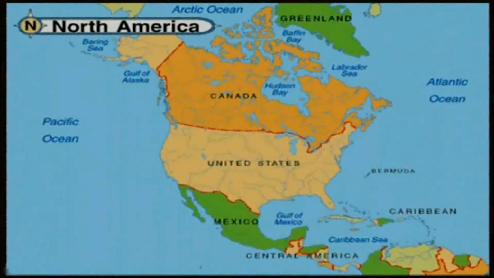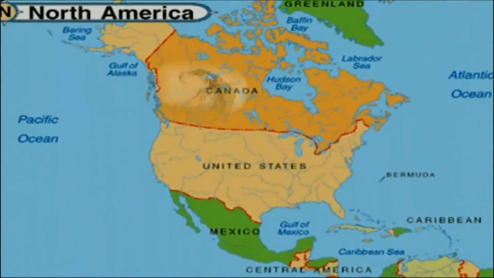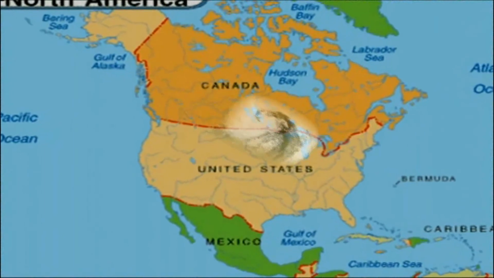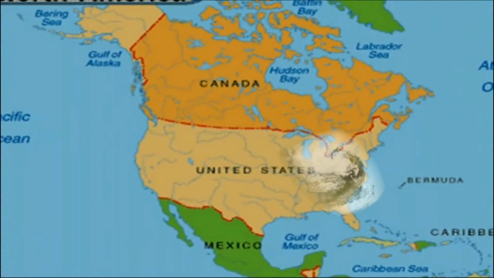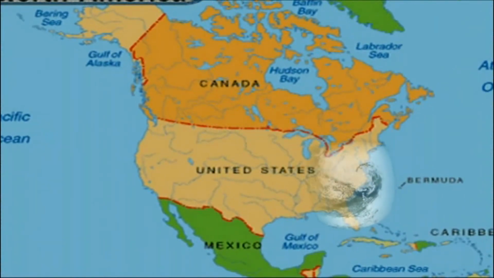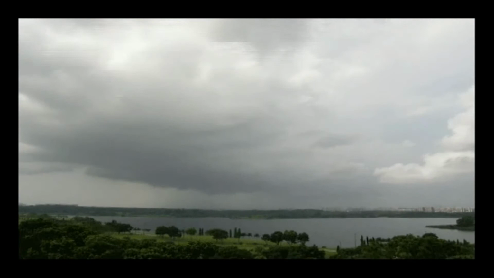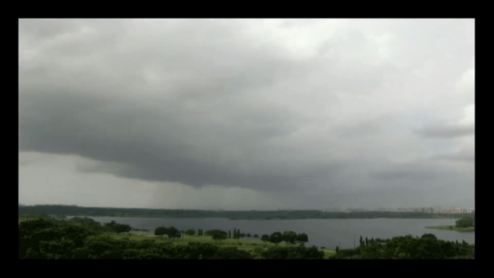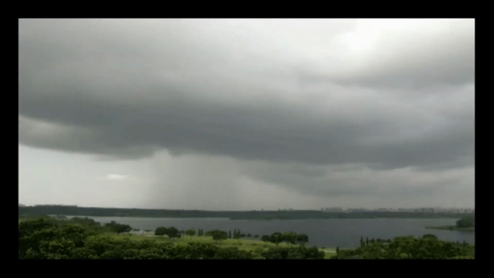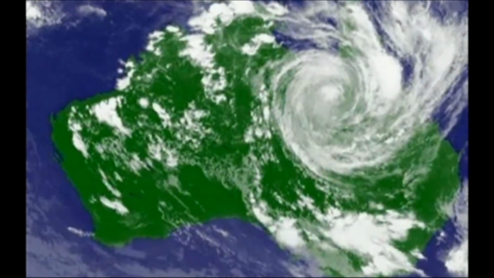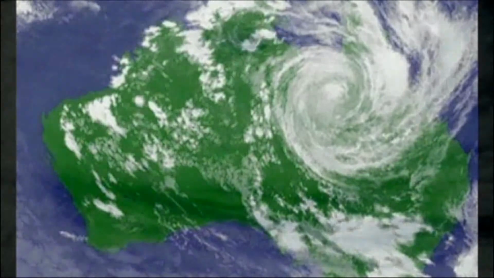In North America, they originate in northern Canada and move southward and southeastward across the central and eastern United States. In Asia, they originate in the eastern part of Siberia and move towards China and Japan. The velocity of winds and pressure gradients is never so high in anticyclones. On the contrary, cyclones have always stormy winds.